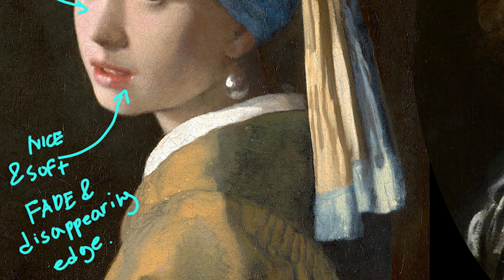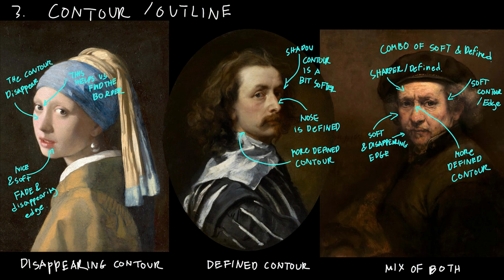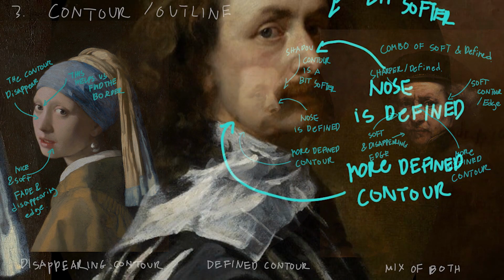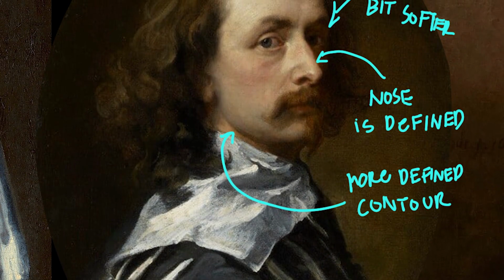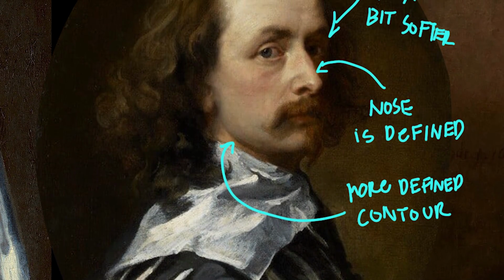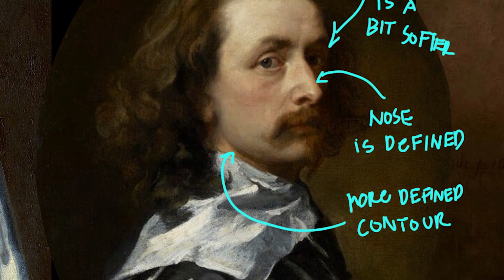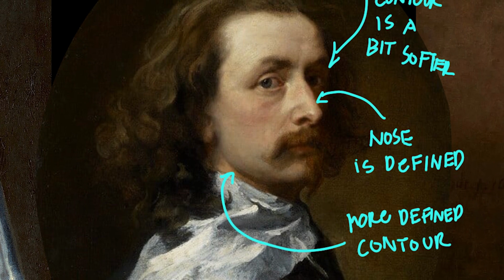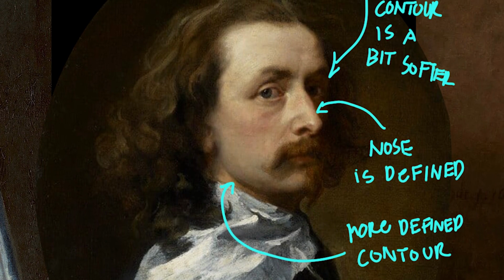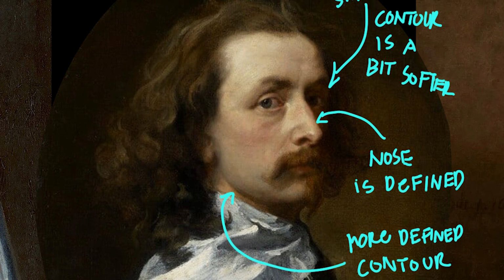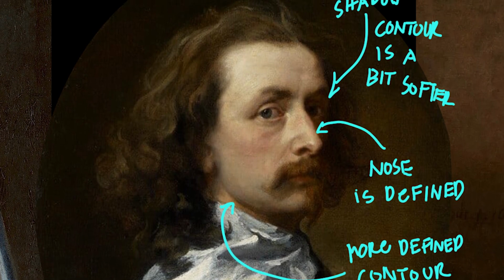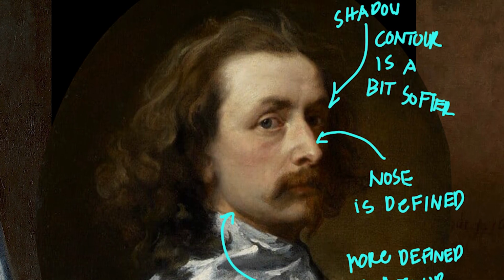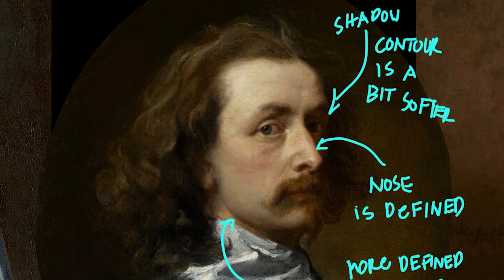Now, Anthony Van Dyck's, despite his painting and skin texture being really smooth, his contours are a lot more defined compared to the girl with pearl earring. As you can see, we do have a lot more defined lines and contour for the nose mainly, the eyes definitely, and also the bottom side of the jaw and the chin. Even for the mustache, we do see quite the clear contour, and also for the lips as well.